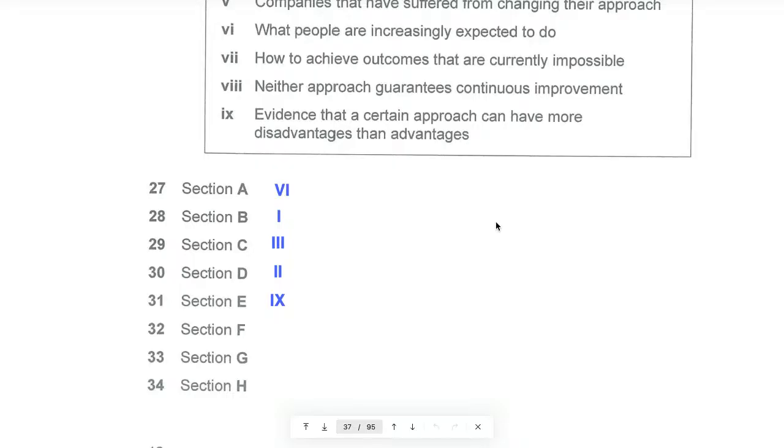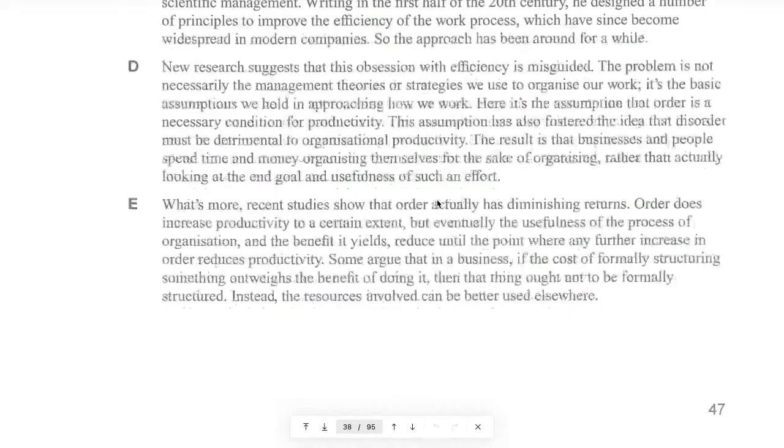Okay? So that means that in section E you expect to read something like a method, and in that method I can see they mention that the method has more disadvantages than advantages, and they give me some kind of examples or they prove that point. Okay? Now, tell me, where is that?